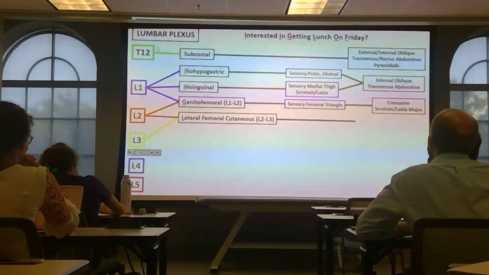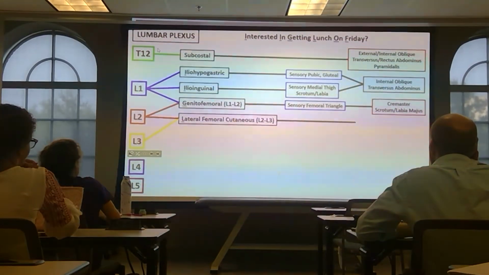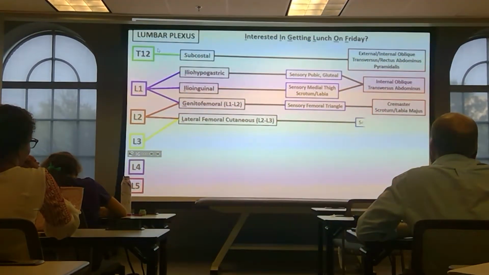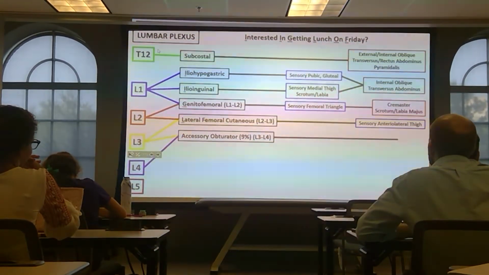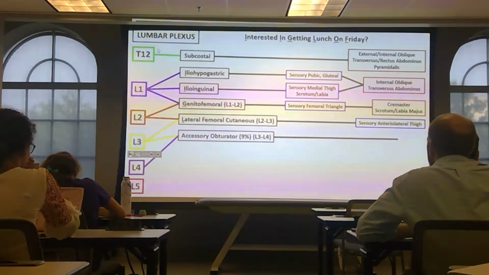All right, L1, L2, L3 form our lateral femoral cutaneous, which again is sensory to the lateral side of the thigh. L3, L4 is going to be that little pesky accessory obturator. 9% of us have it, and that's going to supply motor to the pectineus.